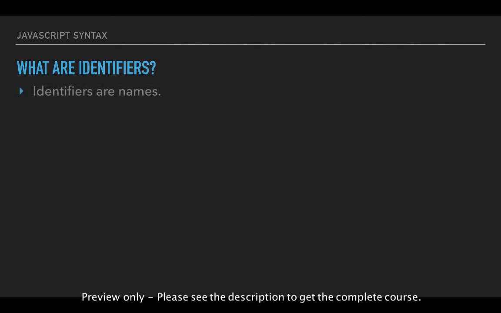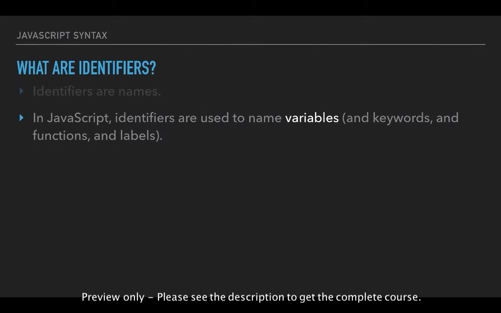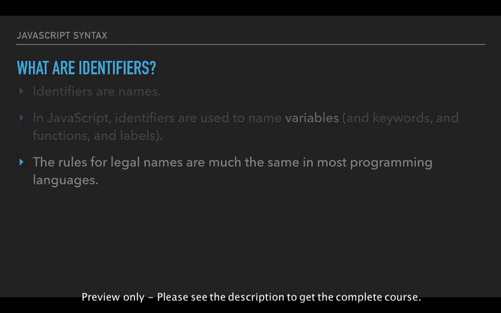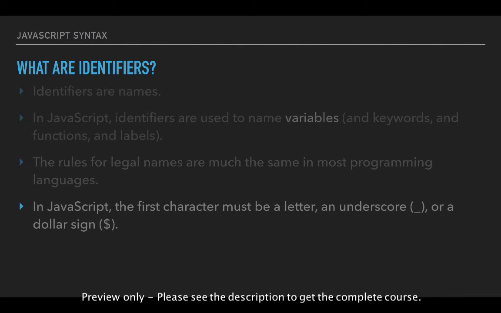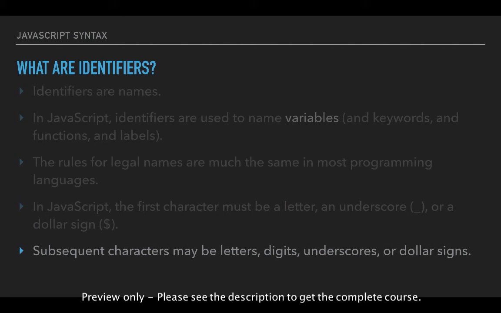What are identifiers? Identifiers are names. So just like I have a name, Abhay, that's an identifier that identifies me. In JavaScript, identifiers are used to name variables, and of course keywords, functions, and labels, which we will cover later on. But let's stick to variables for now. Now, the rules for legal names are much the same in most programming languages. In JavaScript, the first character must be a letter, an underscore, or a $ sign. Subsequent characters can be letters, digits, underscores, or $ signs. Note: numbers are not allowed as the first character. This way, JavaScript can easily distinguish identifiers from numbers.